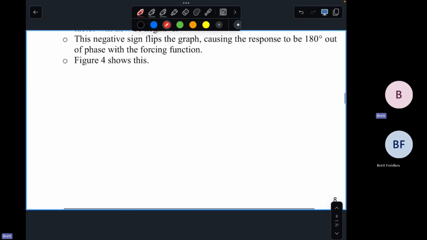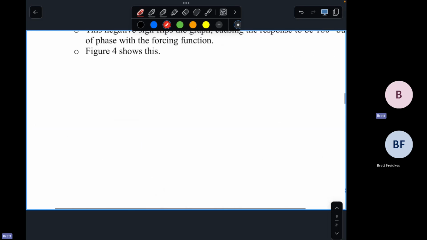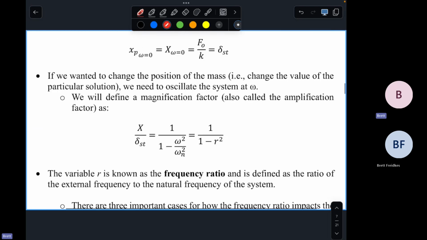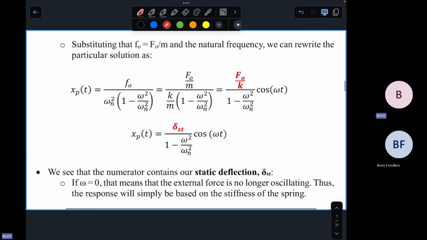Let me go ahead and find the final equation. Cool. I don't have it here, which is weird.